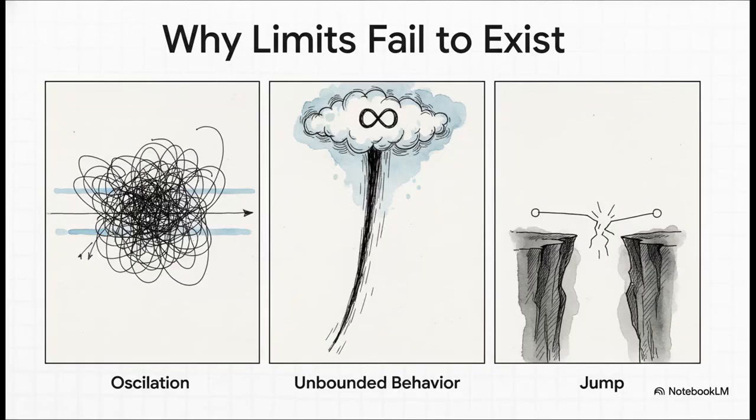The first is oscillation, where the function just bounces back and forth forever like a pinball, never settling down. The second is unbounded behavior, where the function just shoots off to infinity or dives to negative infinity. And the third is a jump, where the graph approaches one value from the left side and a totally different value from the right. If any of these things happen, there's no single limit.